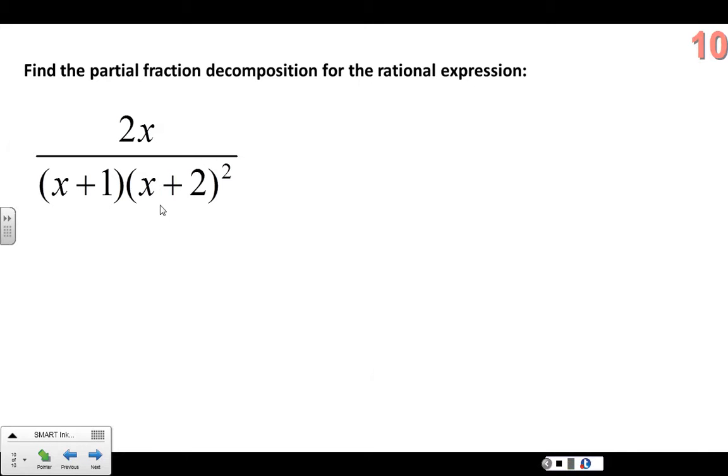You have x plus 1, you have an x plus 2 squared. So we have to walk our way up to the x plus 2 squared. So the partial fraction decomposition would be an a over x plus 1 plus b over x plus 2 plus we have one more, c over the highest power, x plus 2 squared.